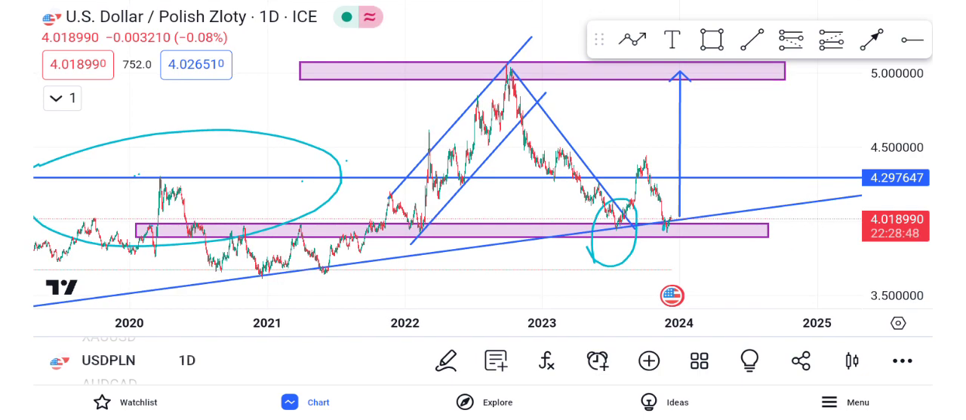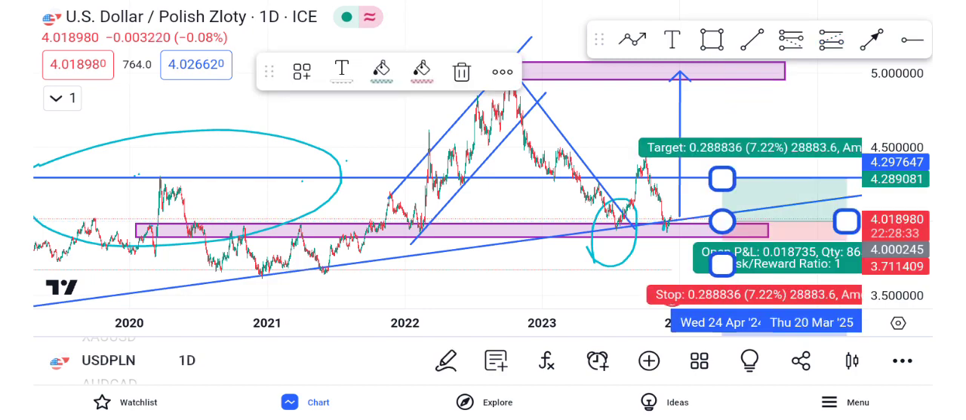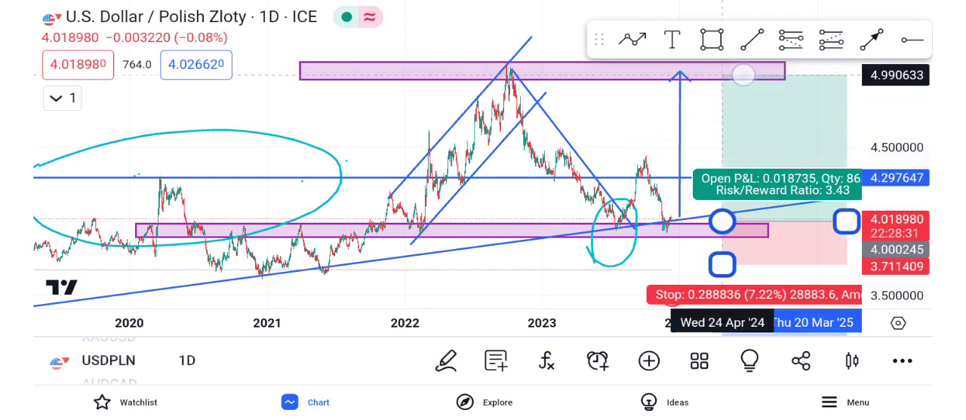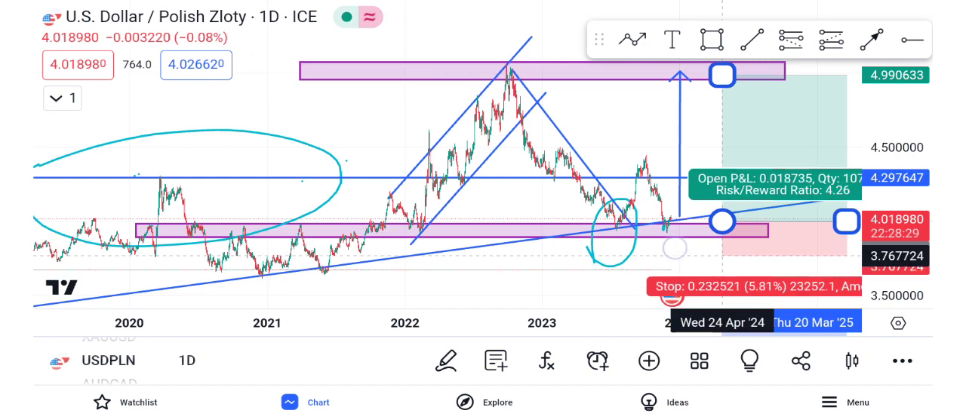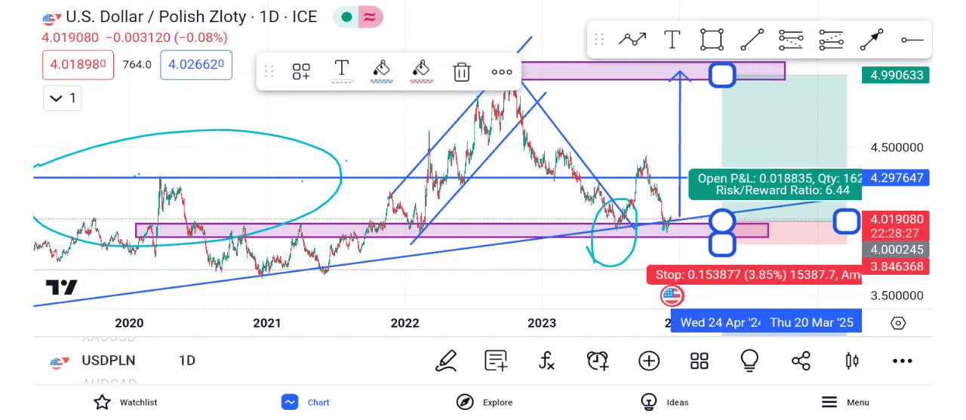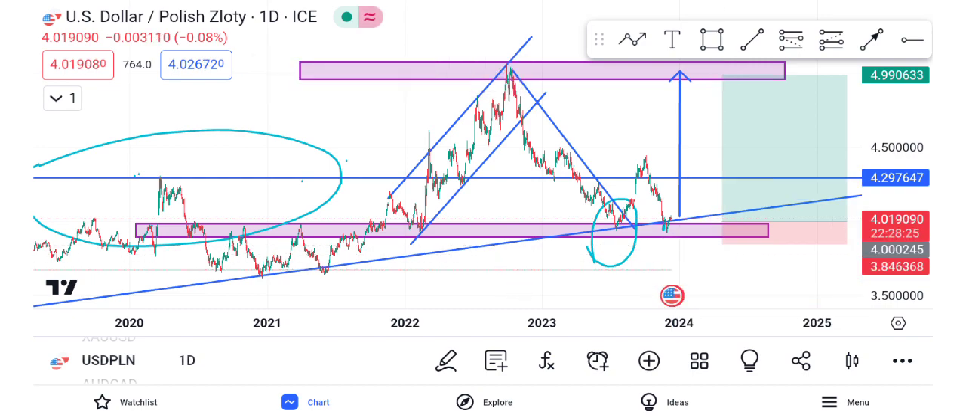So what, after the price forms a bullish rejection candle on our lower time frame? So our risk reward will be, this will be our risk reward.